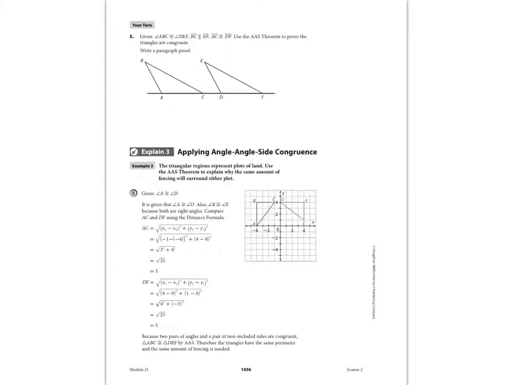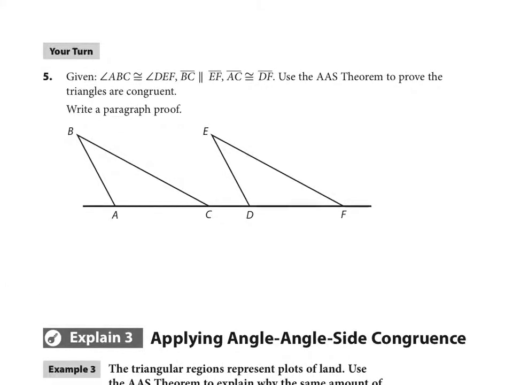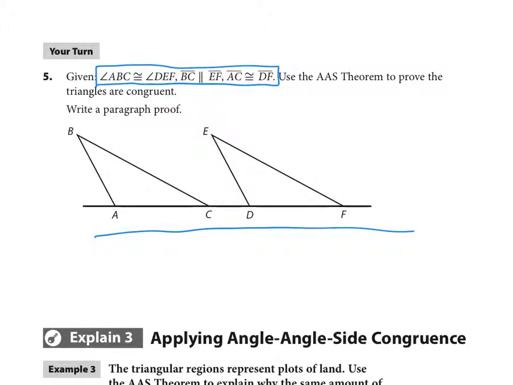On page 1056 is a proof. Let's go ahead and work on this one. We're going to use the AAS theorem to prove that these triangles are congruent. We are given all of this information. I'm not actually going to write it down in the proof, so when I start my 2 columns, I'm not going to write down the whole given statement because you see it there at the top. But do get in the habit of doing that. Don't do what I'm doing.